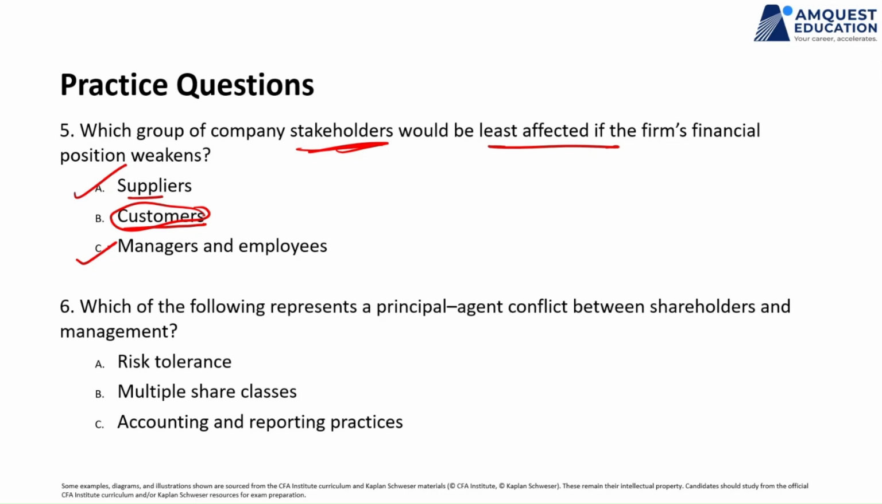Simple example, you can think about it this way. If you are a shareholder and if you have a diversified portfolio, which means you don't have only one share in your portfolio, but you have multiple types of shares in your portfolio, multiple companies, then you are least impacted. Your risk tolerance is much higher. Even if there is a conflict between shareholders and management, your risk tolerance will be very high because you have a diversified portfolio. So risk tolerance becomes your thing, which is representing a principal agent conflict here.